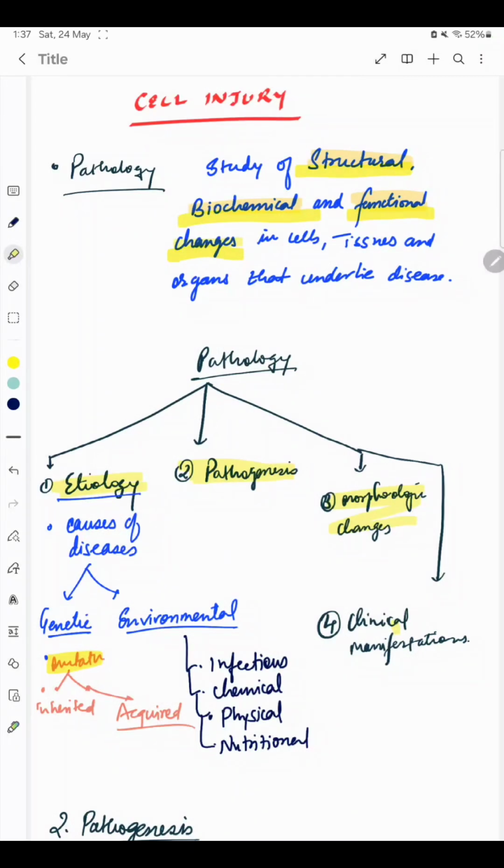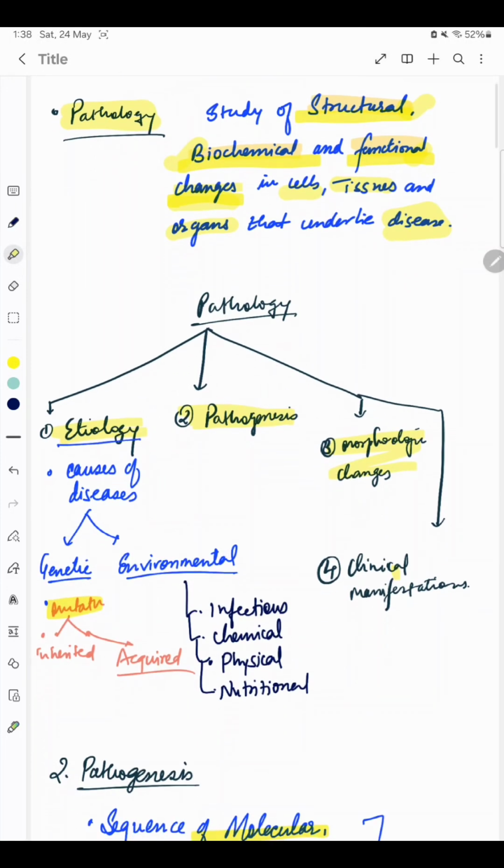Hello everyone. Today we are going to discuss the introduction and basics of cell injury. So first of all, what is pathology? Pathology is a study of structural, biochemical and functional changes in a cell, tissue or organs that underlie a disease. Basically, pathology is a science of disease or studies of disease.